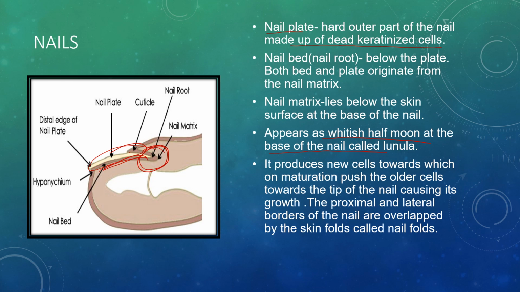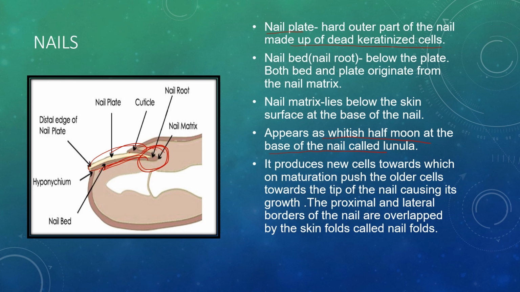So what is it called? It is called the lunula. The lunula is the whitish half moon that appears at the base of your nail. It produces new cells, and on maturation they push the older cells towards the tip of the nail, causing its growth.